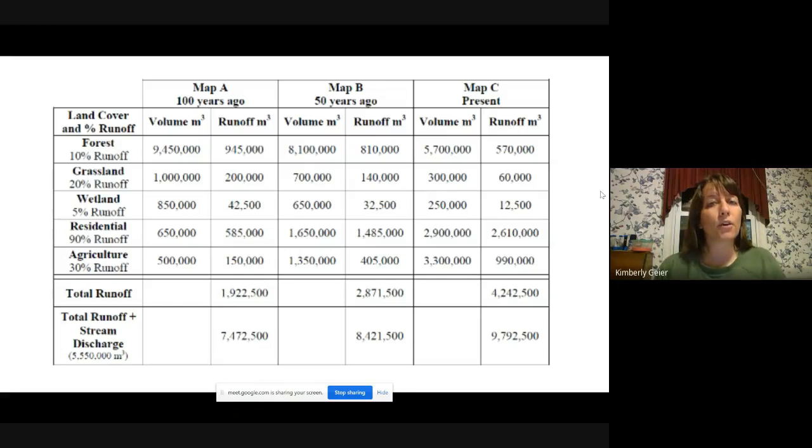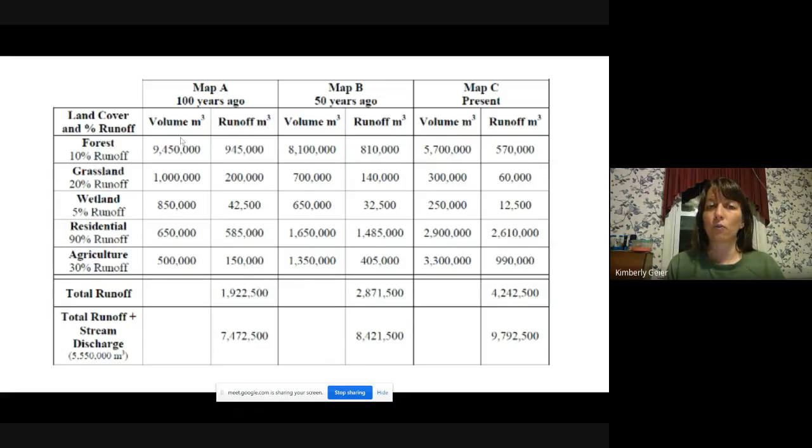Hopefully, you've seen, though, that different kinds of ground absorb water differently. So, different kinds of ground are going to have different amounts of runoff, because if it doesn't percolate into the ground, then it's going to run off. So, we also have in this chart numbers of percent runoff. The forest only gives us 10% runoff. Grassland 20, wetlands only 5, residential 90%, agriculture 30%.